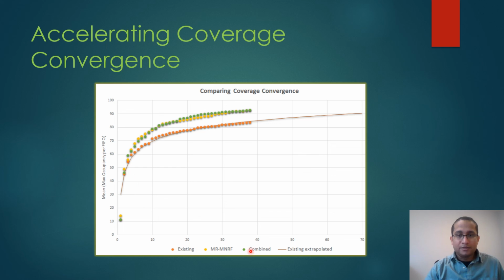The yellow dots here show the coverage convergence with our scheme. As you can see, after 30 batches of tests, we hit the 90% coverage objective. By extrapolating the existing scheme, we see that the same 90% would need about 70 batches of tests. So from this, it can be seen that our scheme accelerates the coverage convergence of stalling regression by a wide margin.